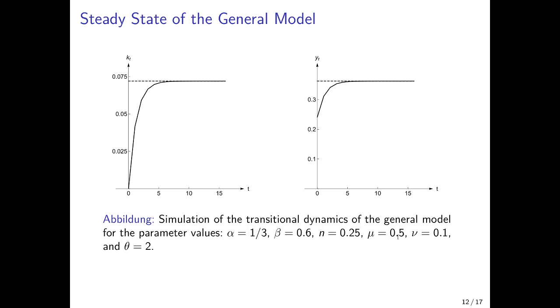Mu is 0.5, which would imply that industrial robots and workers are gross substitutes, which is arguably the empirically relevant case. Nu is 0.1, so a 10% automation share. And theta is equal to 2, so that's the parameter that determines the curvature of the utility function, implying that the intertemporal elasticity of substitution is 0.5. And again, that's the empirically relevant case where people are not so willing in general to substitute consumption intertemporally because they are risk averse. Now, what do we find when we run the simulations?